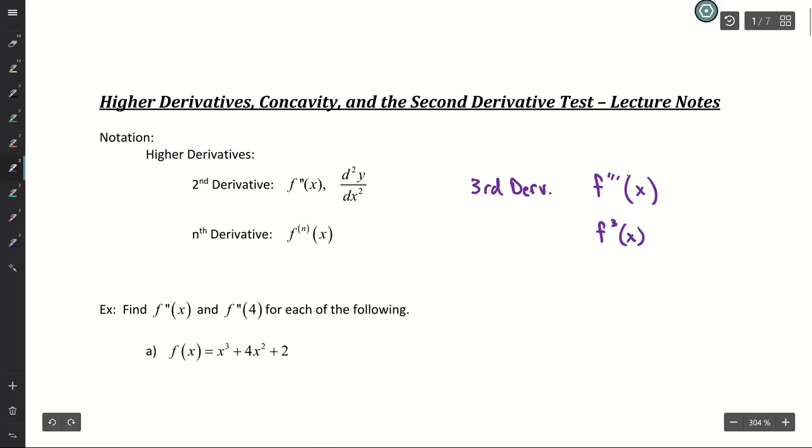And so we sometimes get tired of doing all the primes. For the nth derivative, you'll sometimes see the notation f, and then it looks like an n power. That's not really what it is. It's just giving the notation for that higher order derivative.